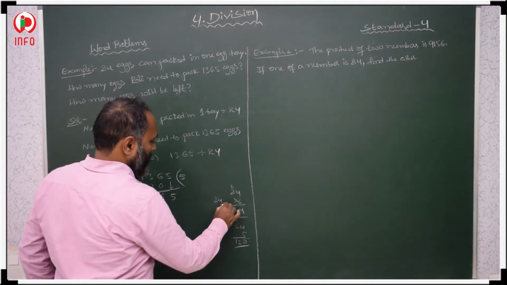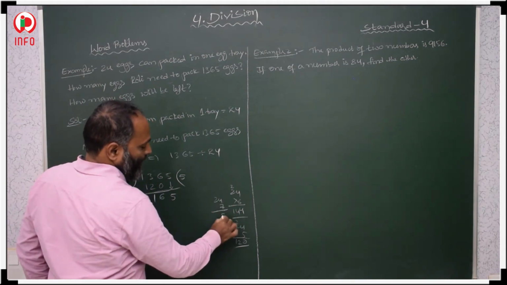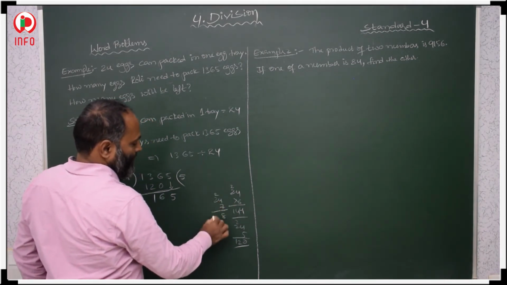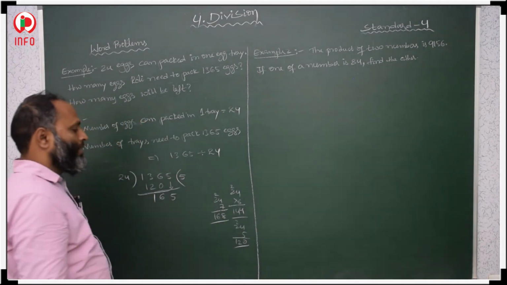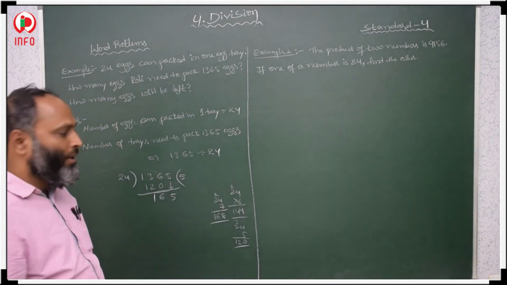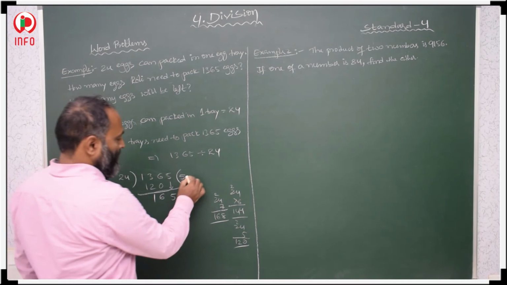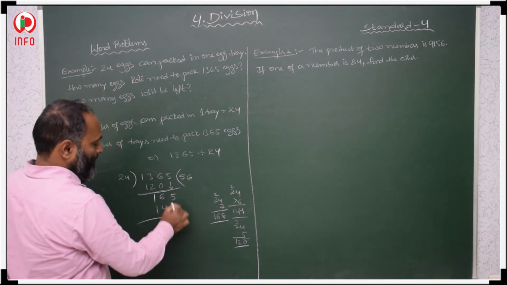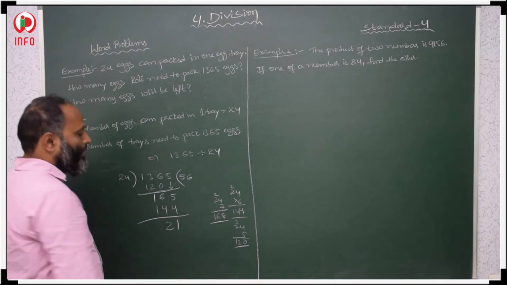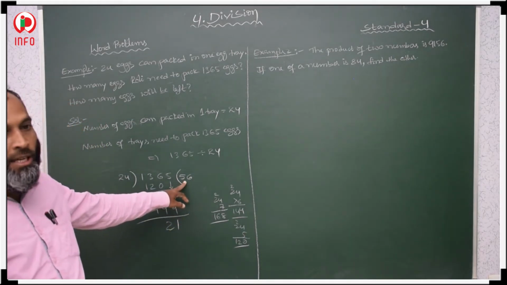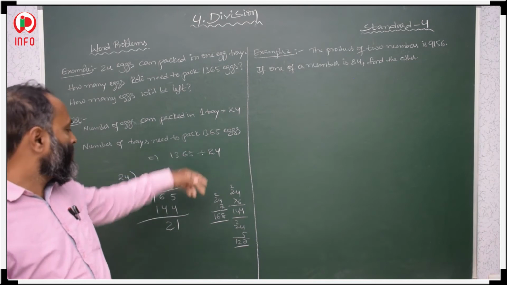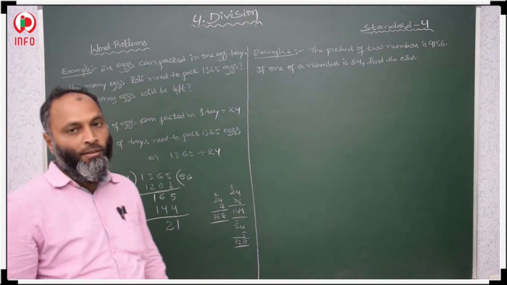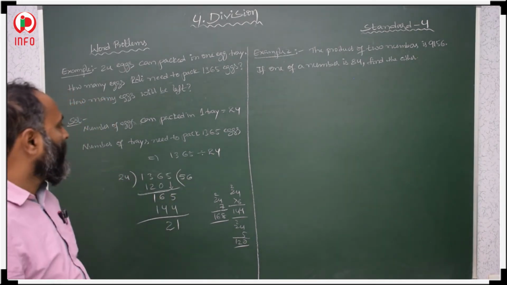24 7s are... 7 4s are 28. 2 7s are 14, 16. So it is more. So we have to take 24 6s are 144. So in 56 trays she can arrange the eggs, and 21 eggs are left after packing.